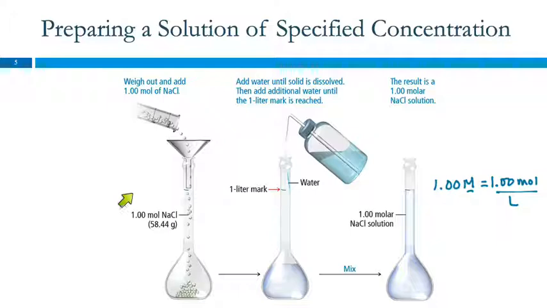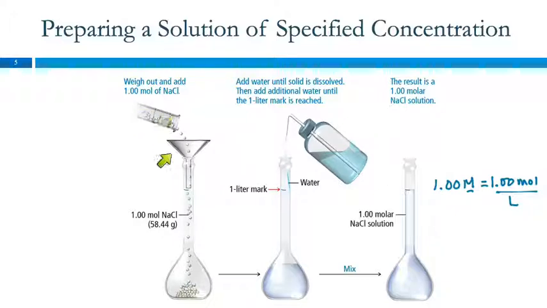So for 1 liter, we need 1 mole of sodium chloride. So we use the molar mass to find out we need 58.44 grams of sodium chloride. We weigh that out on the balance, and then we add it to the flask. Next week we're going to do an experiment where we make a sodium chloride solution. And so you're going to be doing something very similar to this.